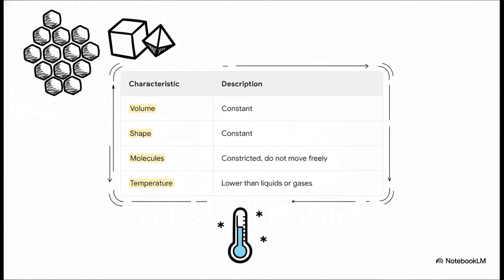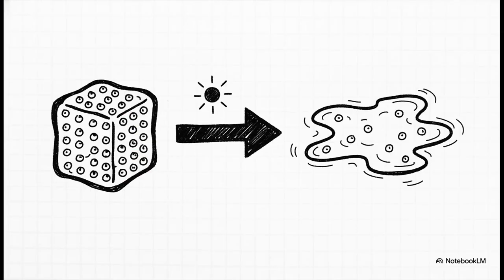So, let's look at the properties here. In a solid, the molecules are packed together super tight. They're constricted, they can't really move around, they just kind of vibrate in place. And because of that, solids have a constant volume and a constant shape. They just hold their form, period. Okay, so what happens when we start adding some energy, let's say some heat, to those tightly packed molecules? Well, things start to loosen up a bit, and that's when we move into our next state, liquids.